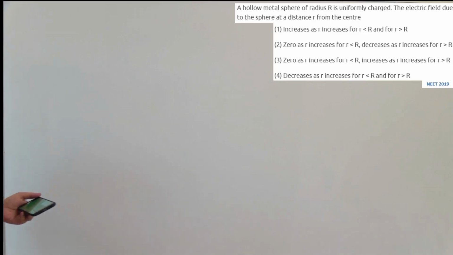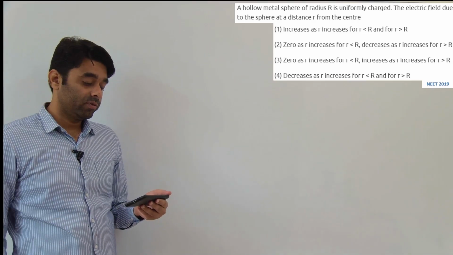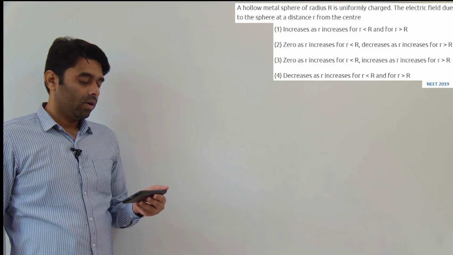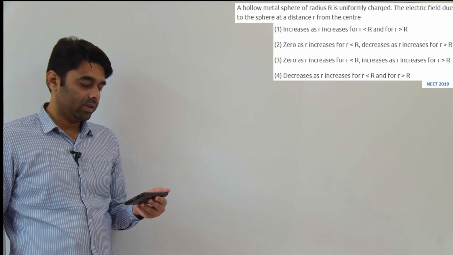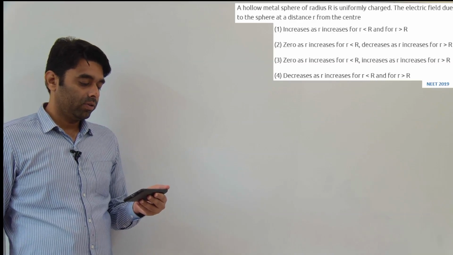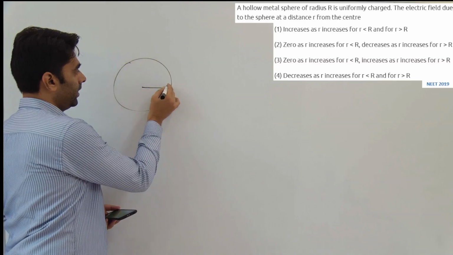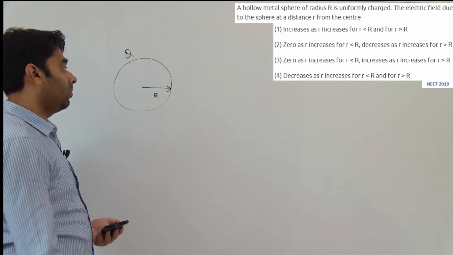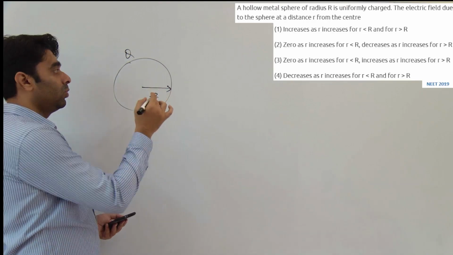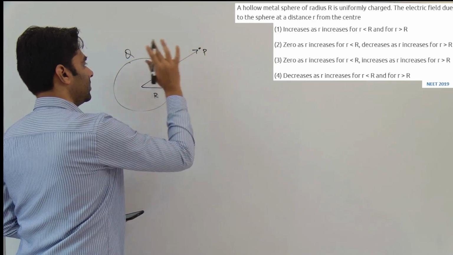Okay. Next, a theoretical question. Some concepts and formulas we will need over here. What we have is a hollow metal sphere of radius R that is uniformly charged. The electric field due to the sphere at a distance r from the center is... Okay, the hollow sphere has radius R, with some charge uniformly distributed, let's say charge is q. Now, what is the electric field as it goes from the center? Let's say this is point P, at a distance of small r.